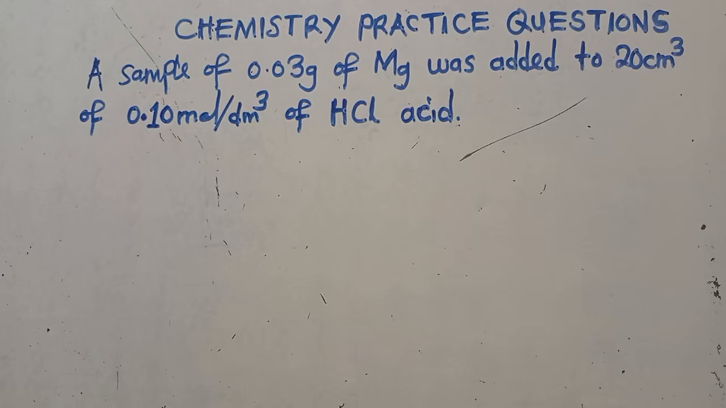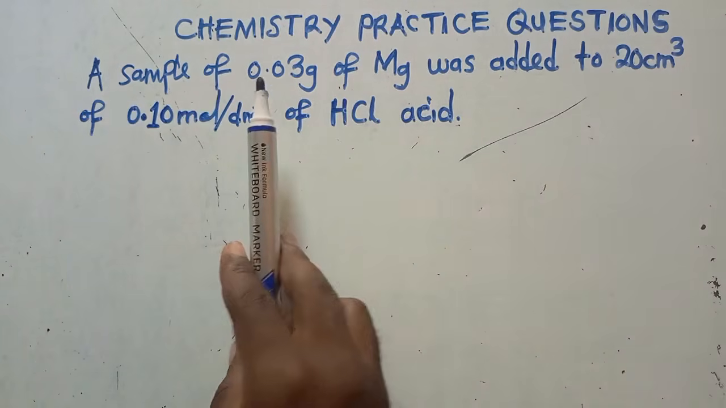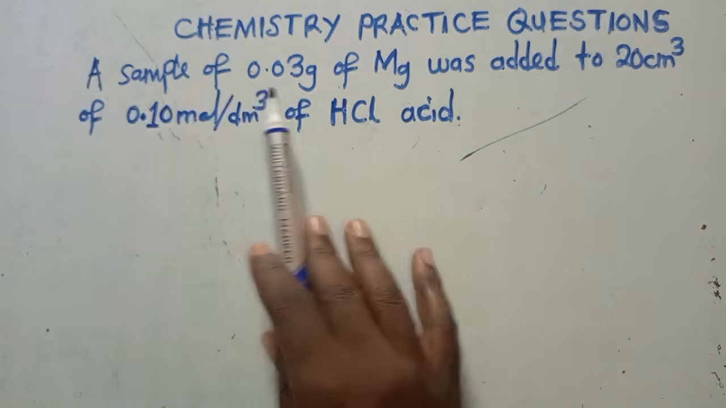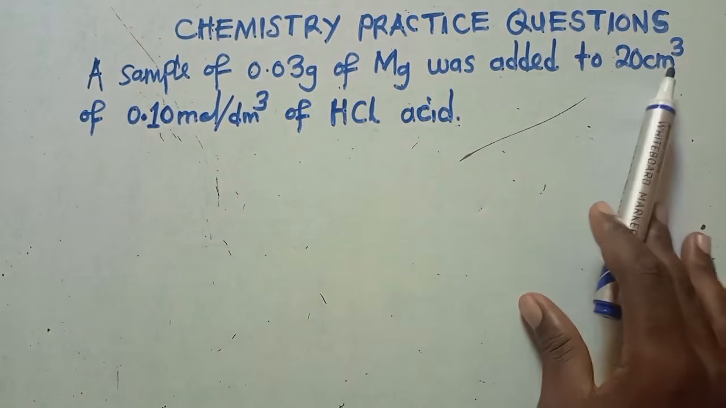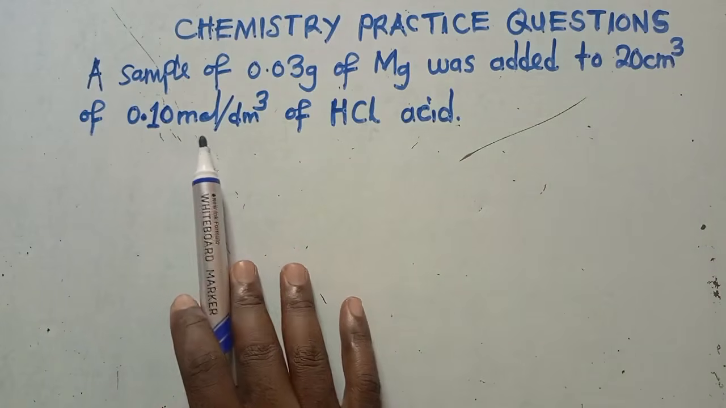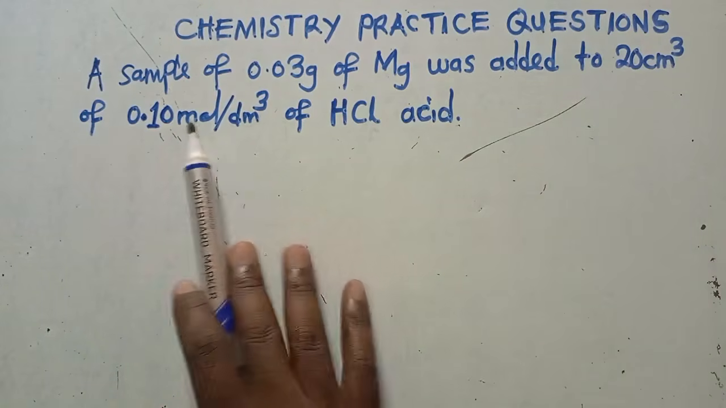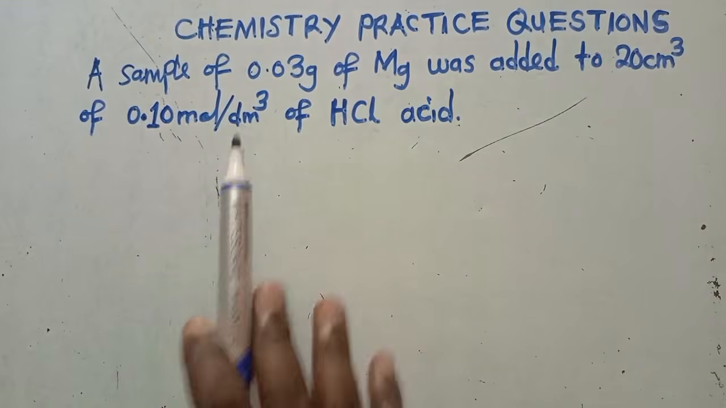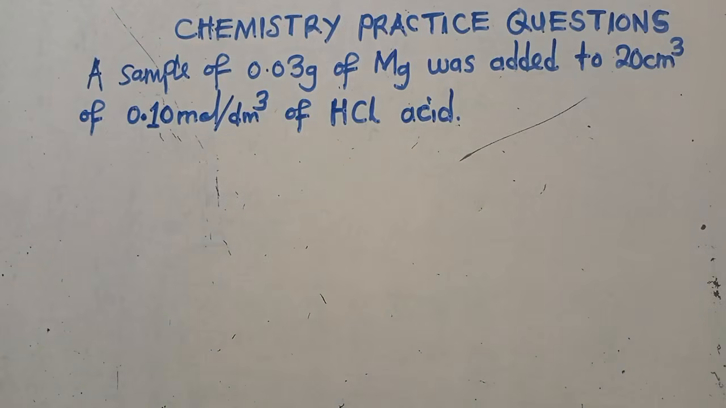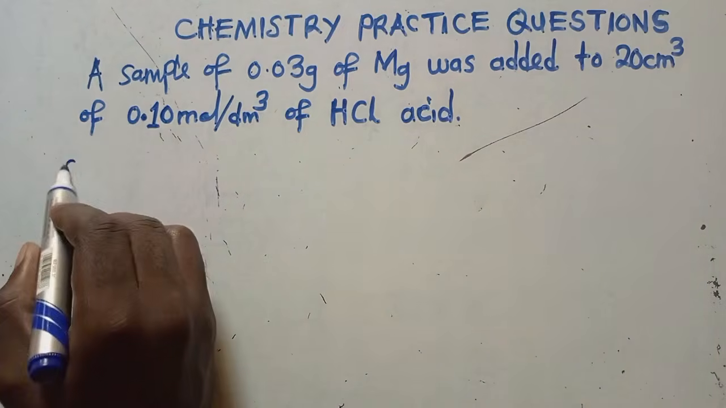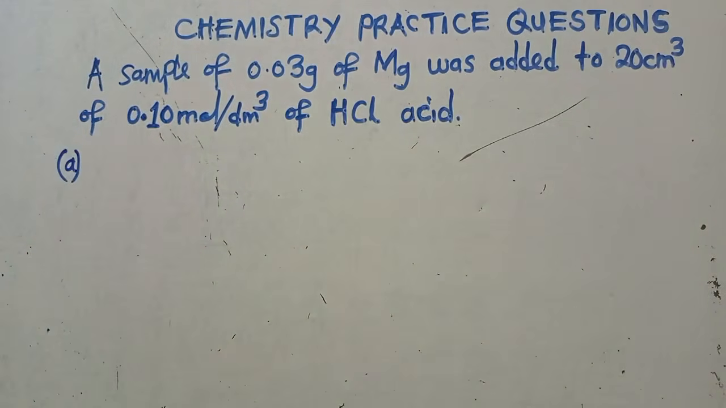So the first question was saying, first thing is this is what you were given. A sample of 0.03 grams of magnesium was added to 20 cubic centimeters of 1.0 molar, also called molar or moles per cubic decimeter, hydrochloric acid. First question, question A, we were taught to say, write a balanced chemical equation of the reaction between magnesium and hydrochloric acid.